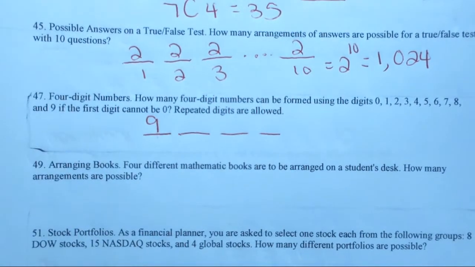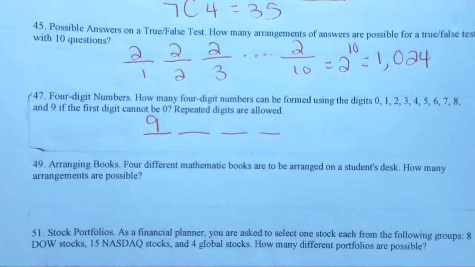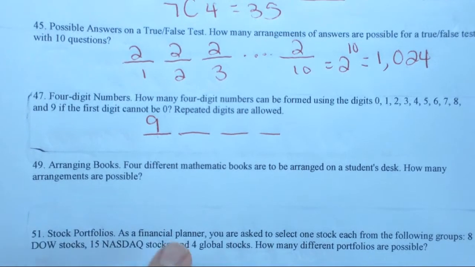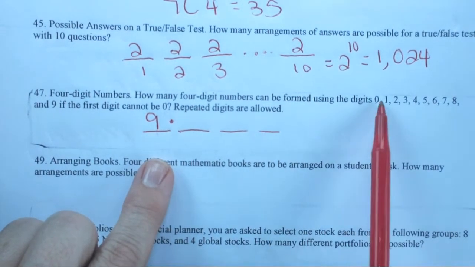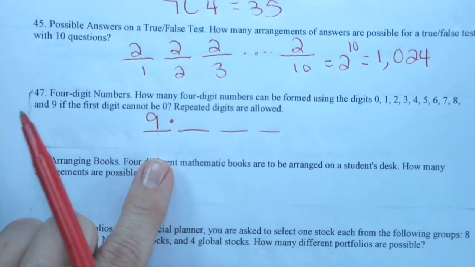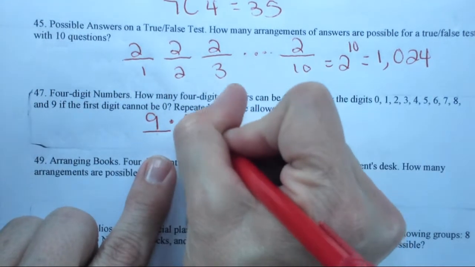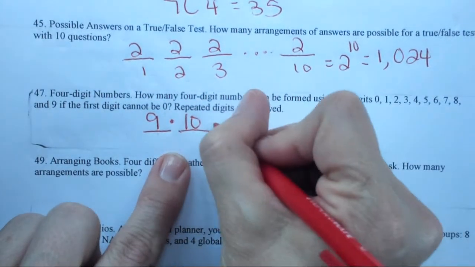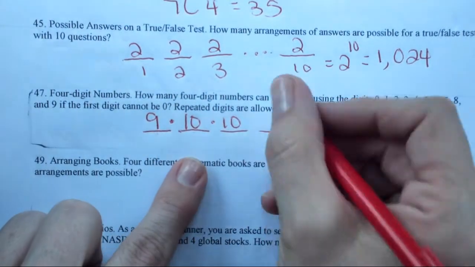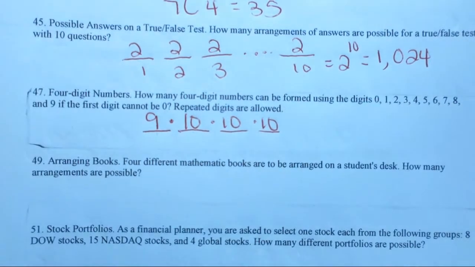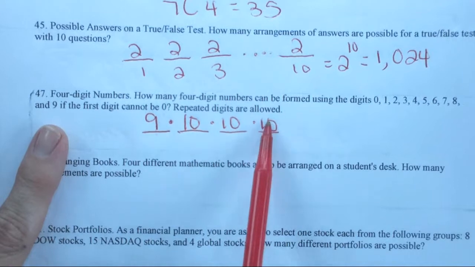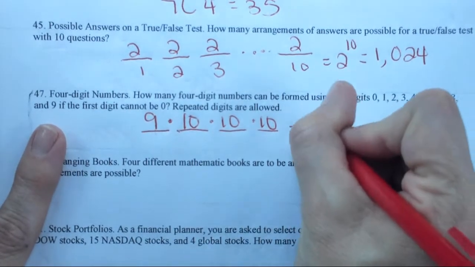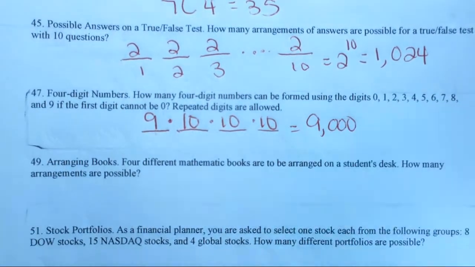It could be 1, it could be 2, it could be 3, it could be 4, 5, 6, 7, 8, or 9. Now, for these last 3 digits, I can use 0, 1, 2, 3, 4, 5, 6, 7, 8, 9, which means there are 10 numbers it could be. And it says that I can repeat. So I still have 10 numbers to choose from here, and I still have 10 numbers to choose from there. So you're just going to multiply 9 times 10 times 10 times 10. You're going to have 9,000 different arrangements.